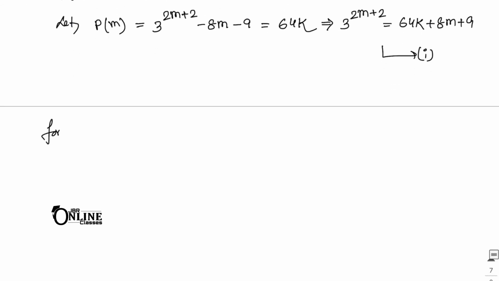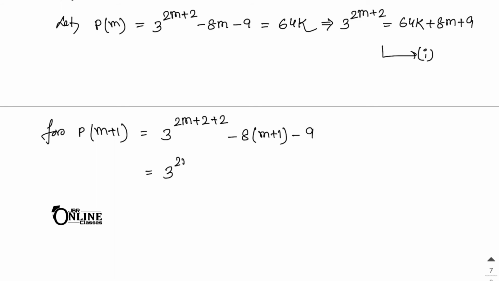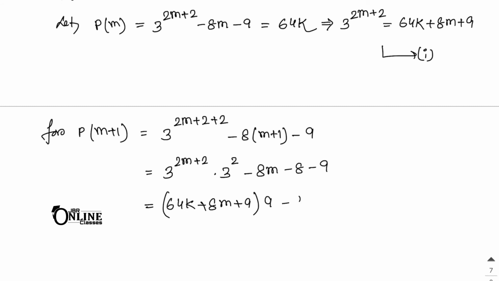Now you have to prove that for P(m+1). So for P(m+1) it will be 3^(2m+2+2) minus 8(m+1) minus 9. So it will be 3^(2m+2) times 3^2 minus 8m minus 8 minus 9. So in place of 3^(2m+2), from equation number 1, we put 64k plus 8m plus 9, times 9, and here 8m minus 17.